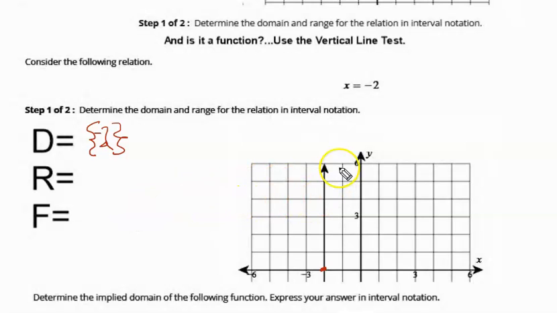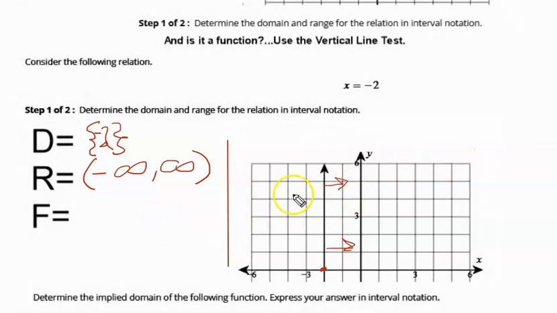Now the range would be y values. Again, projecting this over to the y-axis, it comes up from -infinity and goes on to +infinity. Now, is this a function? Well, again, if we use the vertical line test, as that vertical line reaches the vertical line of the graph, it's an infinite number of places, so this is not a function.